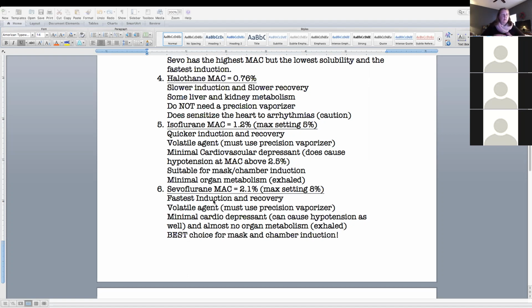The reason it has the fastest induction and recovery is that it has the lowest blood gas solubility. Halothane's max setting is 5%. So if I ask which agent has the lowest solubility, it's Sevo.